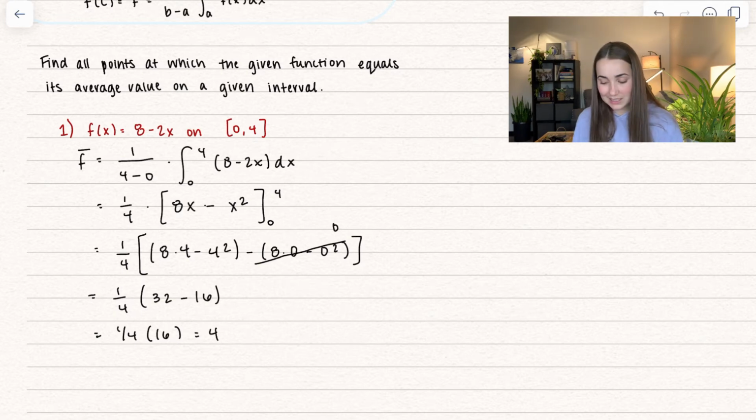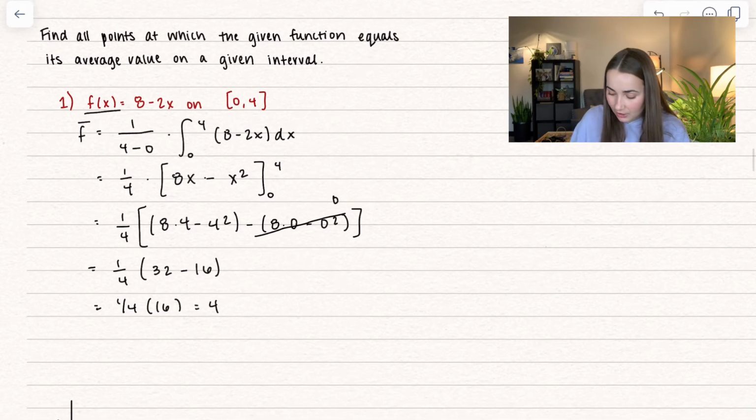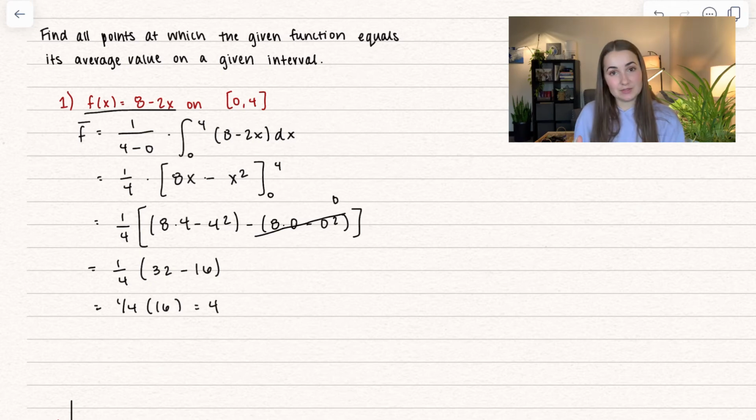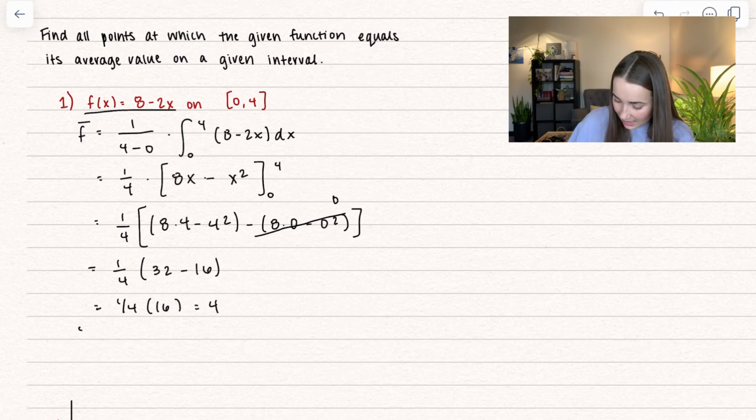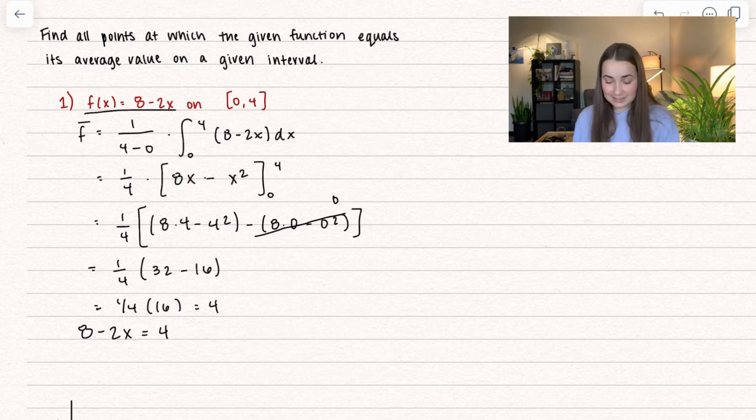We're not quite done yet because we haven't applied the mean value theorem. This is saying that we can take our function, so here we have f of x equals 8 minus 2x. And there must be some x value where this equals the average value. So I'm going to take that 8 minus 2x and set it equal to our average value, which is 4. And now I'm just going to solve for x.